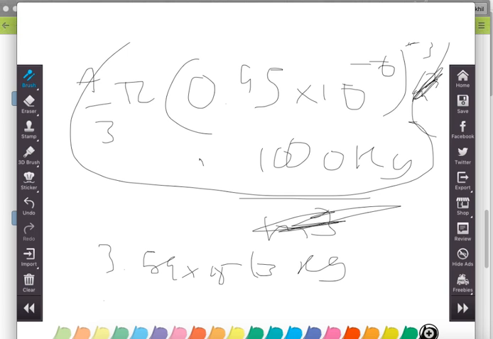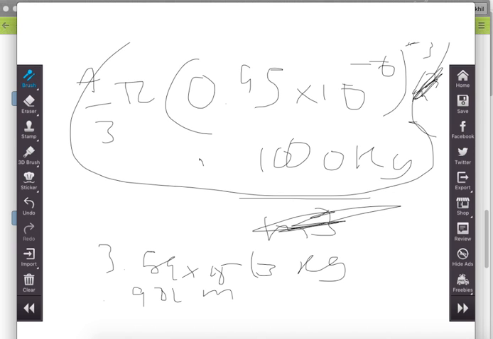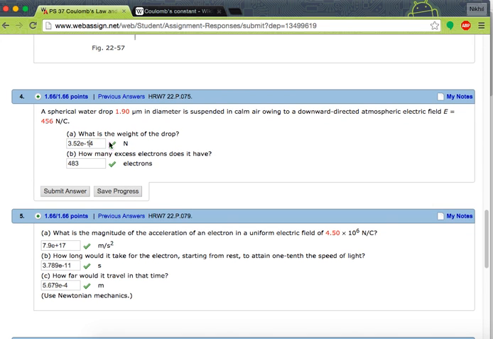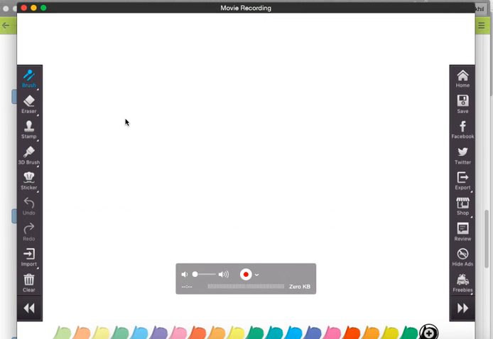And then I multiplied by 9.81 meters per second squared. And I got the weight in newtons, which is this. Now, for how many excess electrons does it have? Part B, we have to go back to our lovely friend, the electric field equation. So let's go here. I want to make this a little more legible.